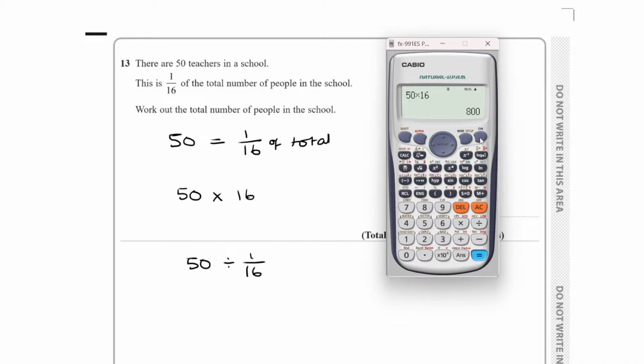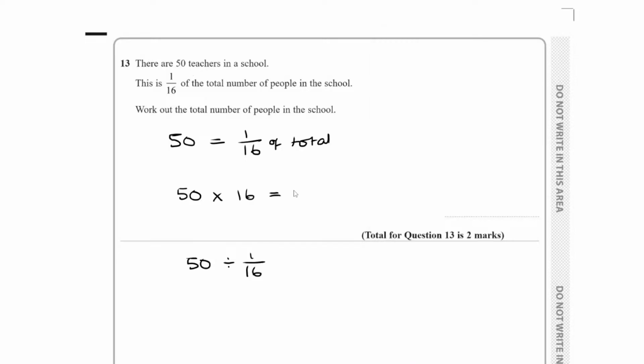I probably just times it by 16, to be honest. Obviously, your answer has to be bigger, doesn't it? Because they said there are 50 teachers in school. That's only 1/16. That's only a small proportion, isn't it? Obviously, there's going to be more people than just the teachers in the school. So you should get a bigger answer, but you can see you got 800. So as long as you get 800, then that's fine.